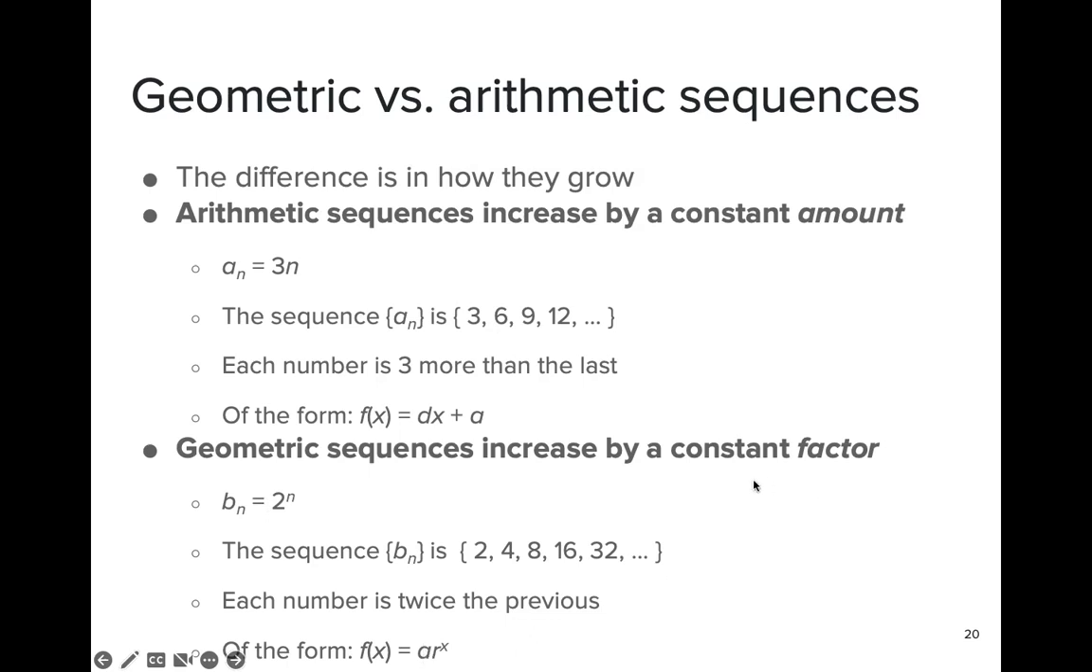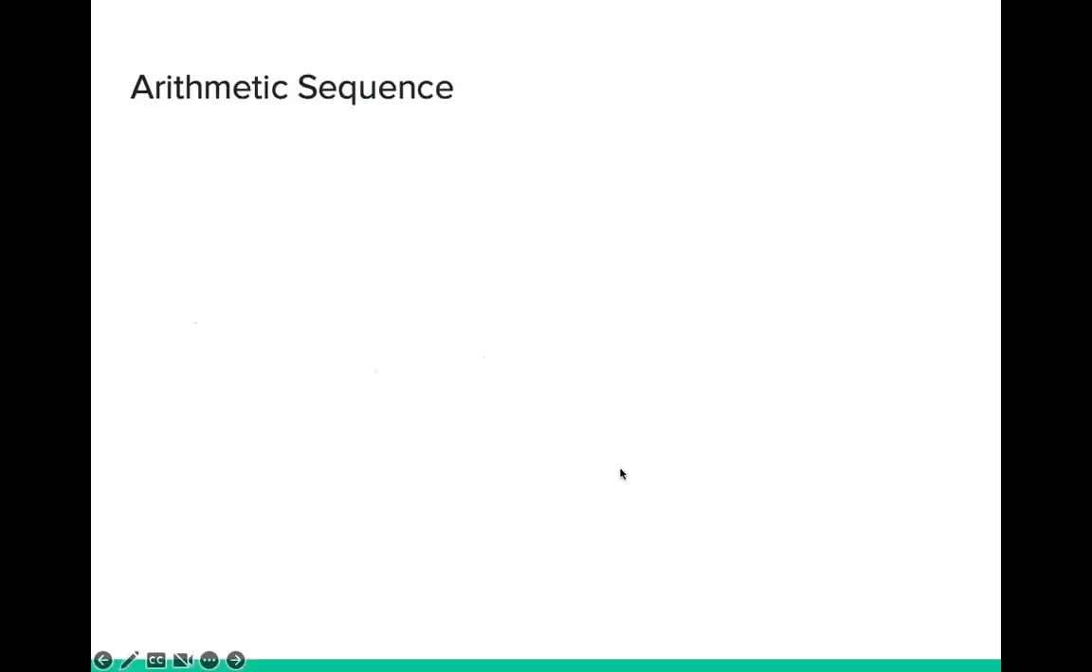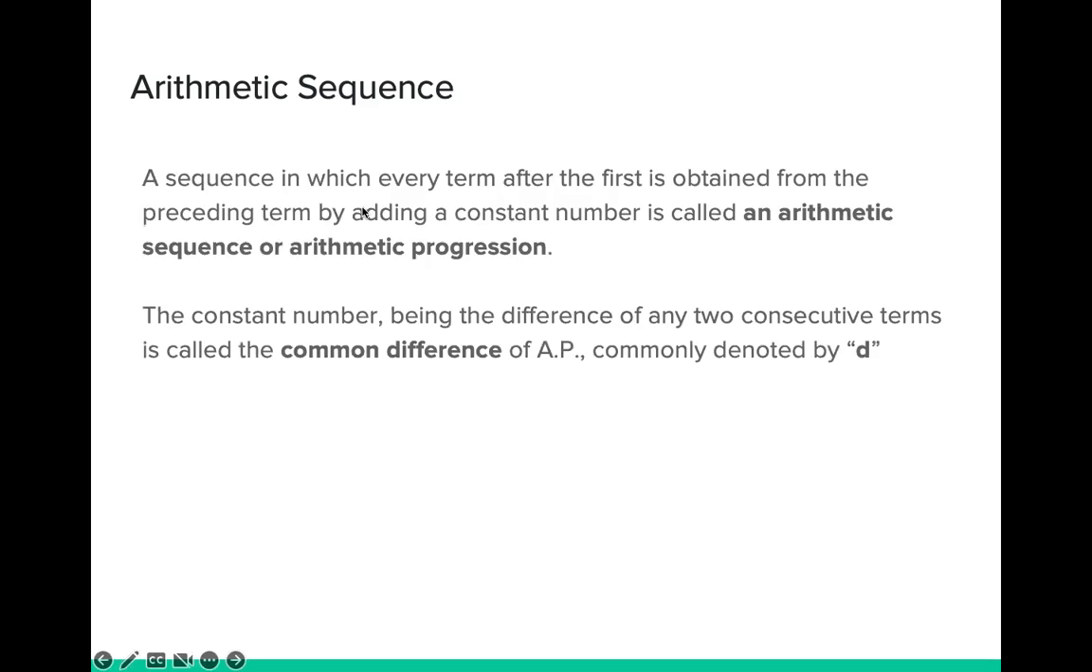Okay, so again, the arithmetic sequence increases by a constant amount. So we have the previous term plus the constant amount a, but the geometric sequence increases by a constant factor. So we have this term, r raised to x, and the next term will be multiplied by the factor a. So we have a times r raised to x. So again, let's have deeper or more examples for arithmetic and geometric sequences.